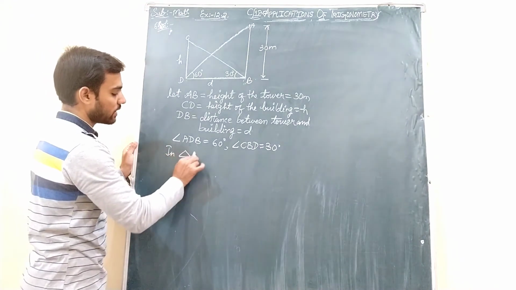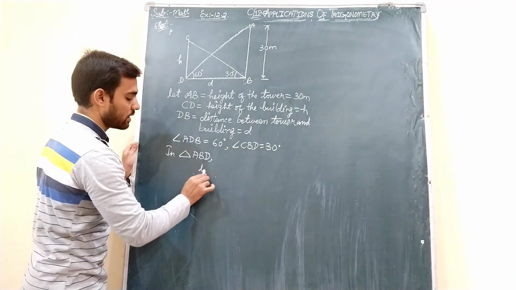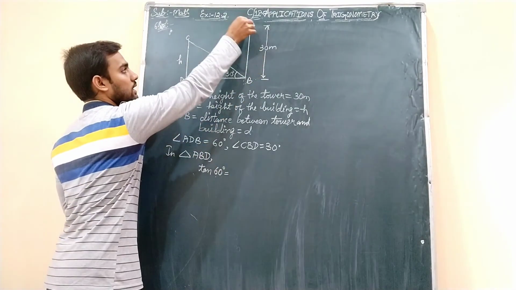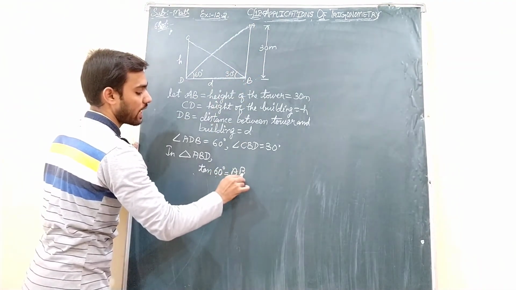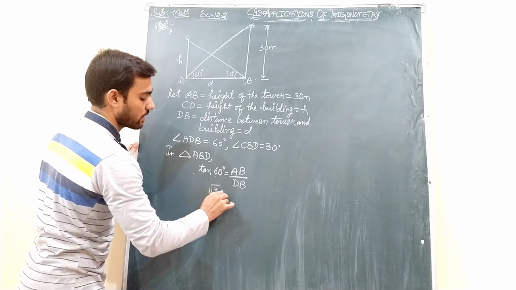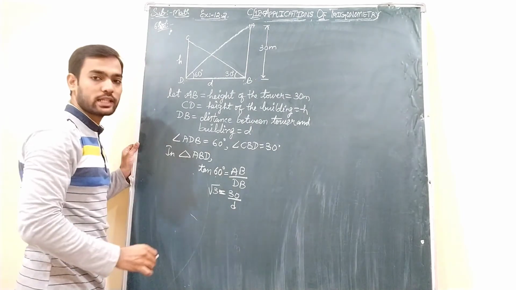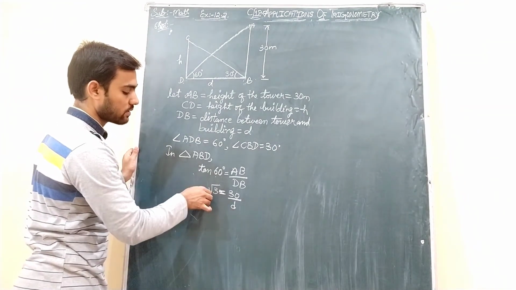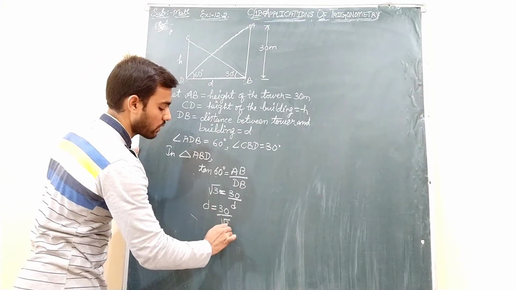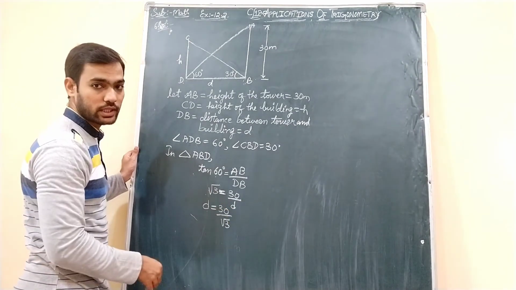In triangle ABD, students, 60 degree is there. So tan 60 degree is equal to opposite by adjacent. So in this triangle, AB is the opposite side and adjacent is DB, students. The value of tan 60 is root 3. AB is 30 meters. DB we have taken as D. So I will keep this D as it is. Cross multiplying, D is equal to 30 divided by root 3. What I did, I transposed D to this side and root 3 I brought over here. So I will get D is equal to 30 divided by root 3.